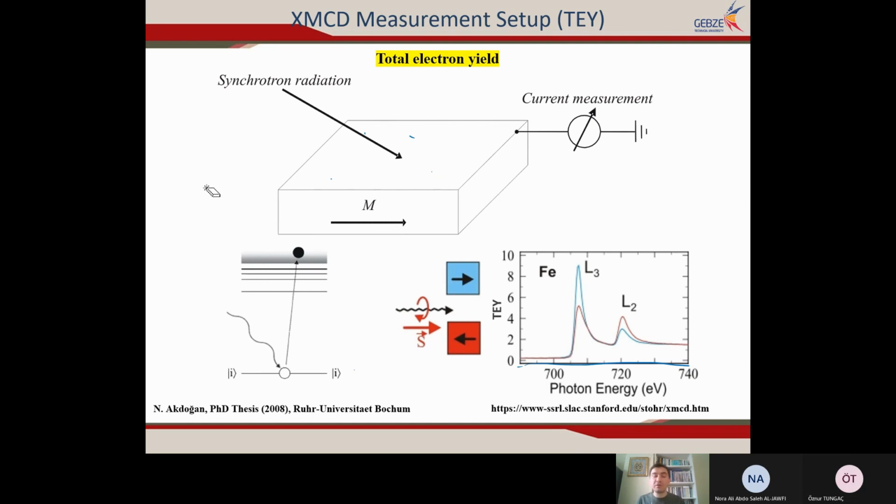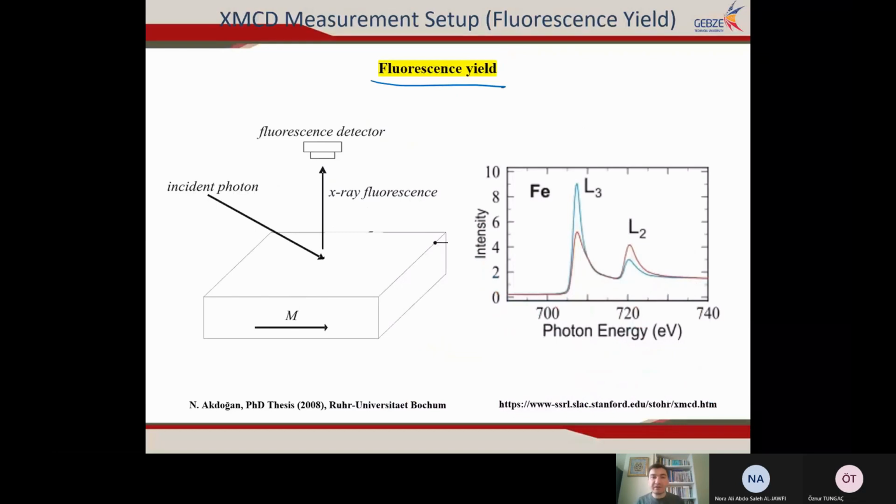What we do is, before the experiment, you apply the magnetic field and align your magnetization in a certain direction, and then you remove the magnetic field and continue with your experiment. This is the mechanism. Is it clear, Nora? Yes, clear, thanks. Okay, so now let me continue with the fluorescence yield.